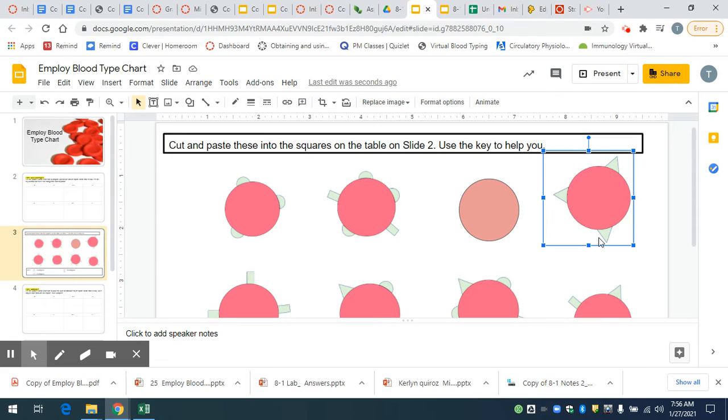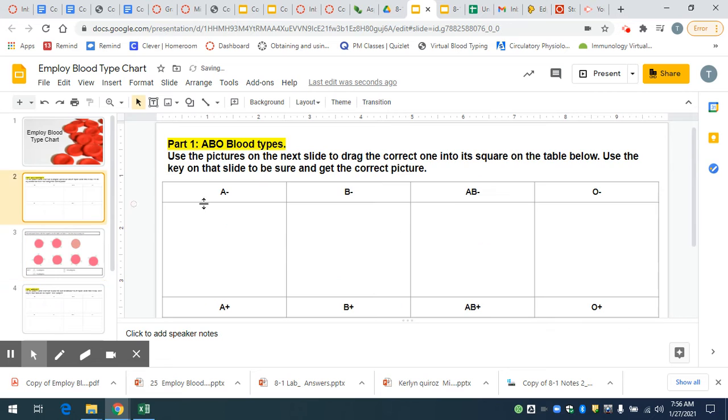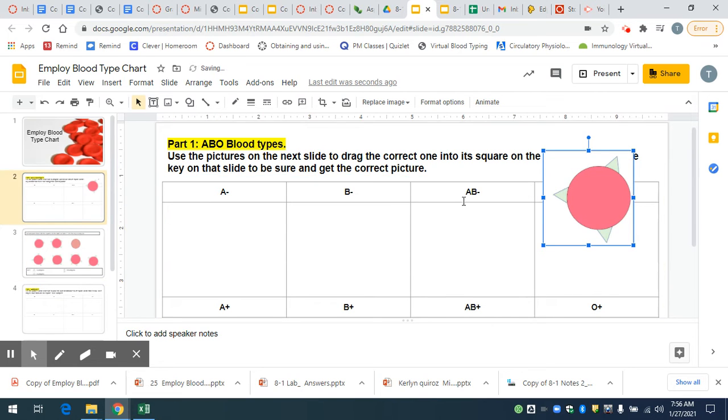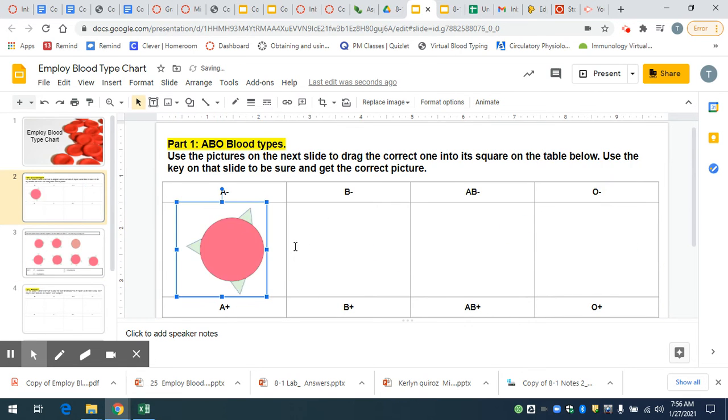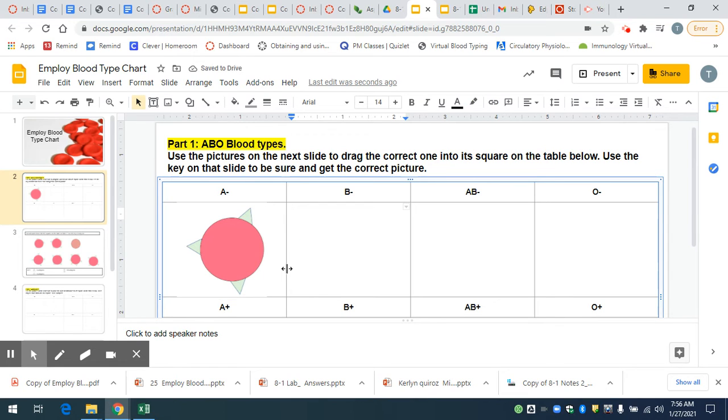So you're going to click it once. You can either copy or cut. I said cut just so that it reduces your choices when you go to the next one, but it's up to you. So cut and then go back here, and we're going to Control V. We'll paste it, and so we just move it over, and you're done with A negative.